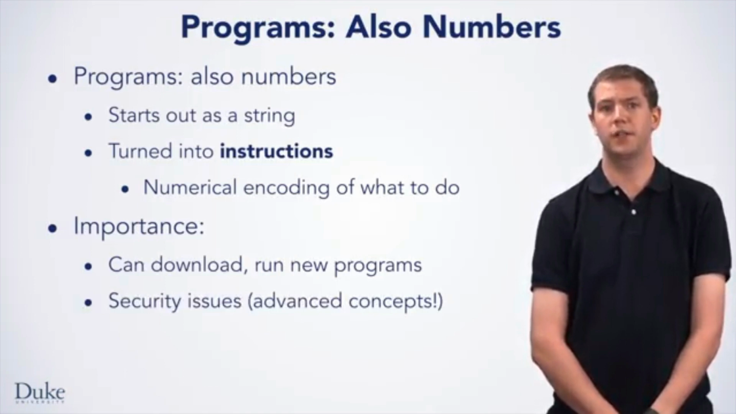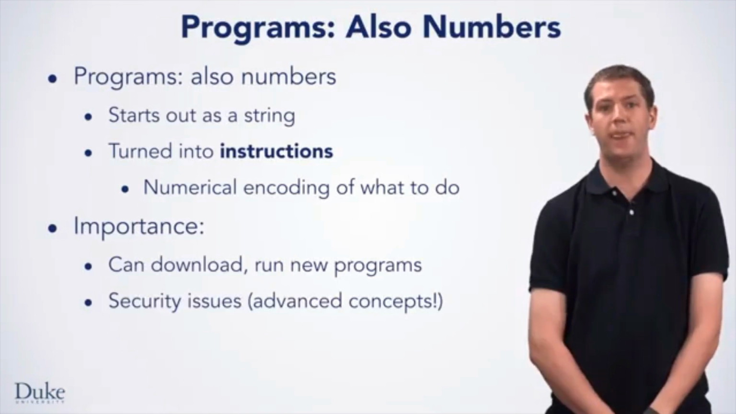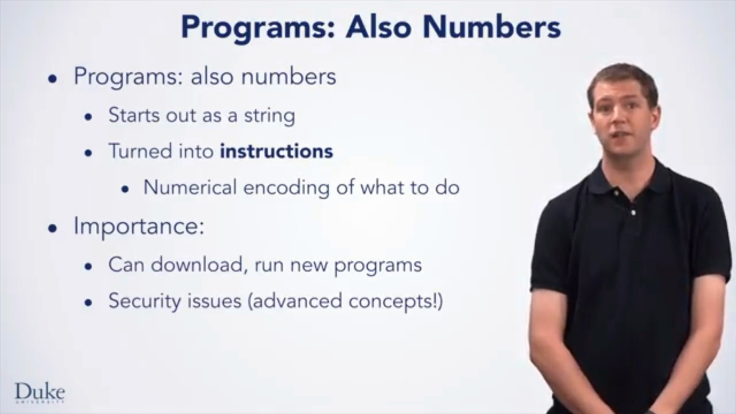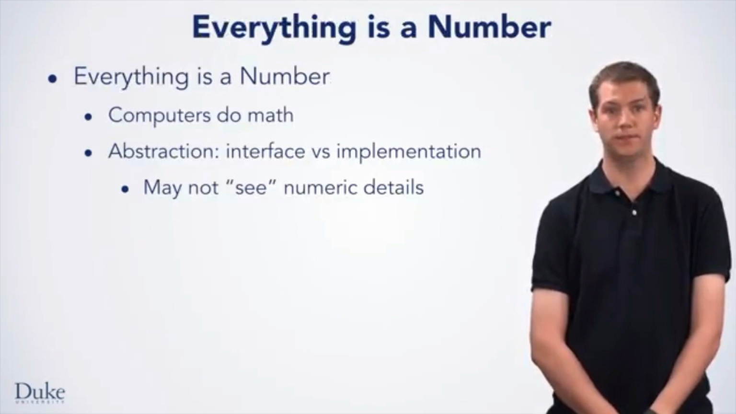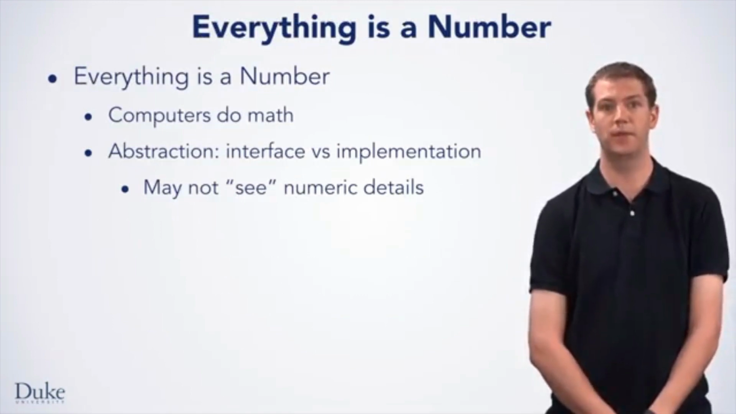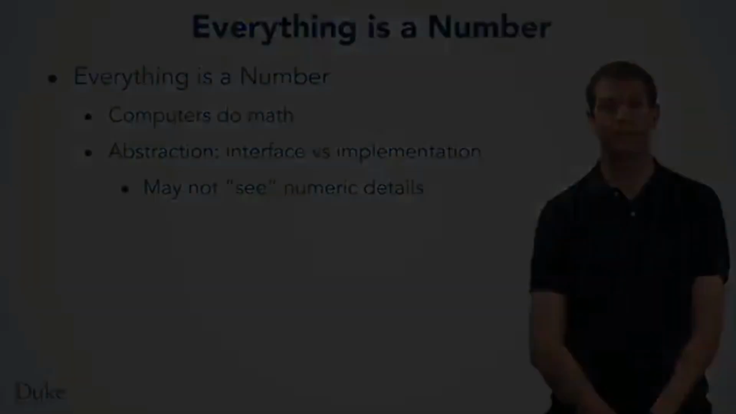The fact that programs are also just like data is at the heart of many security issues. Hackers give program input that have the numeric encodings of instructions they want to execute and then trick the program into running it. Of course, as you write programs, you do not need to worry about the numerical encoding details, all because of the wonderful ideas of abstraction. So in this lesson, you learned that everything is a number, an important principle since computers can only do math. You learned about abstraction, the separation of interface from implementation, and how that means that you may not always need to think about how things are numbers to compute with them.